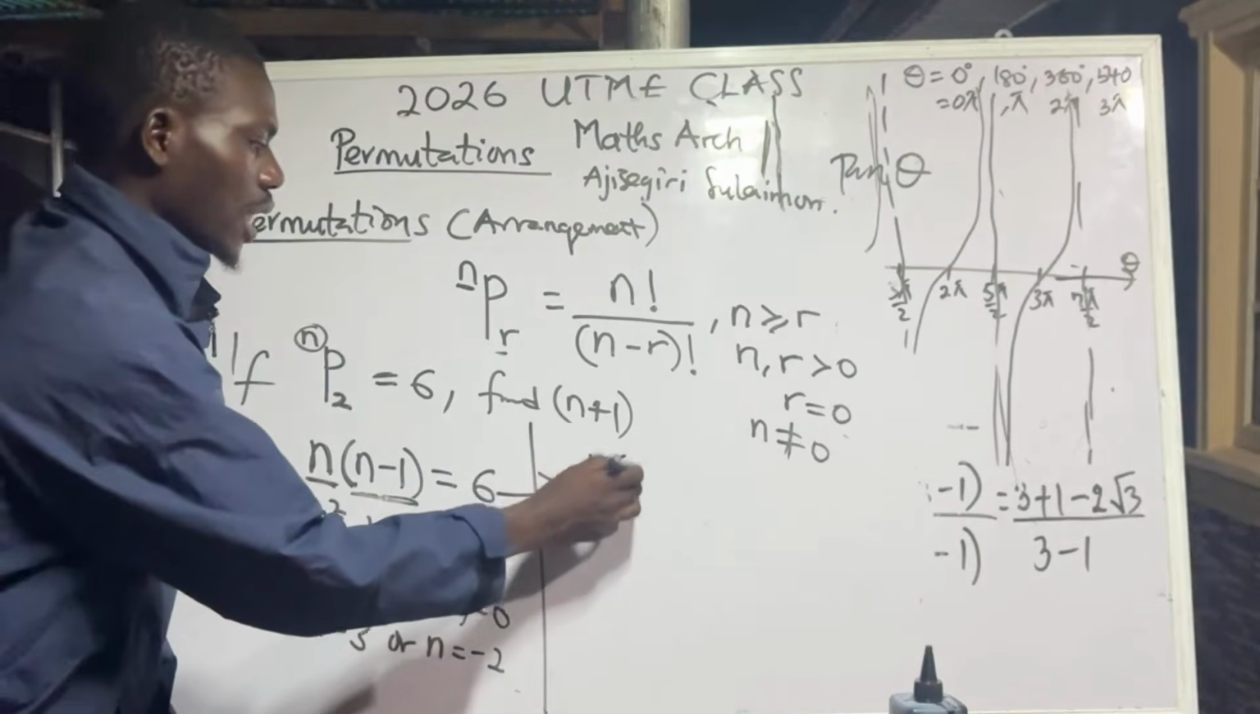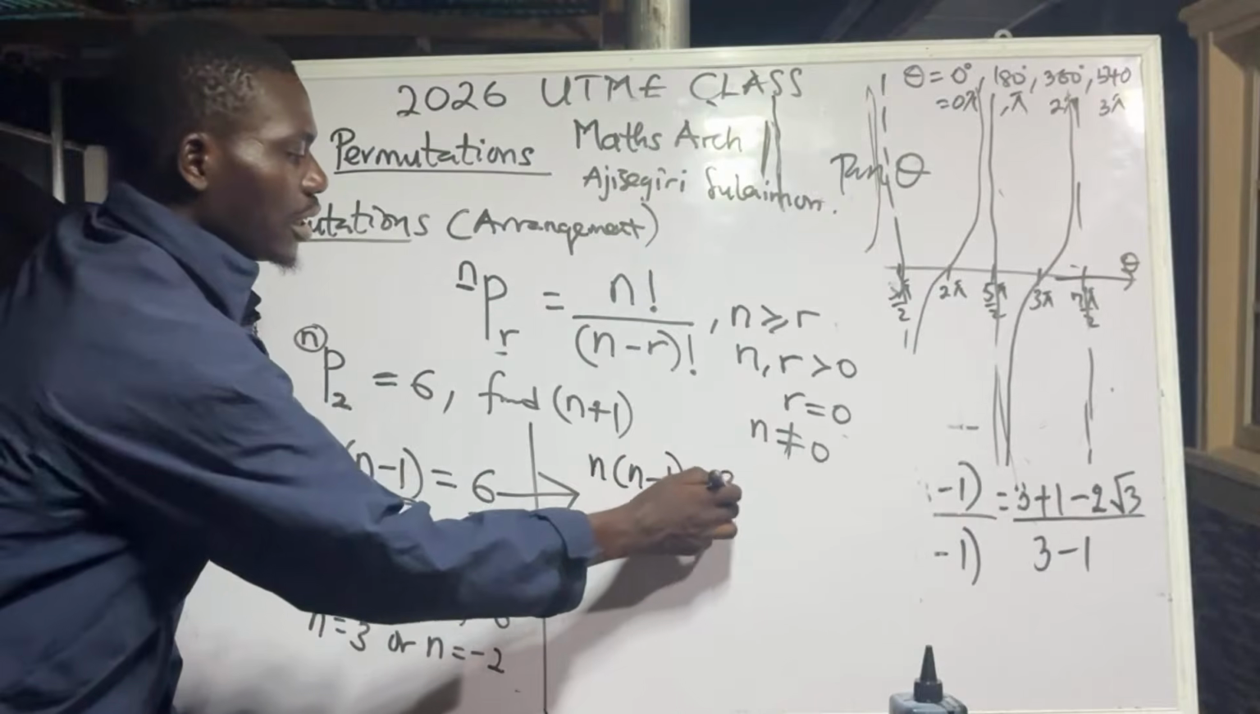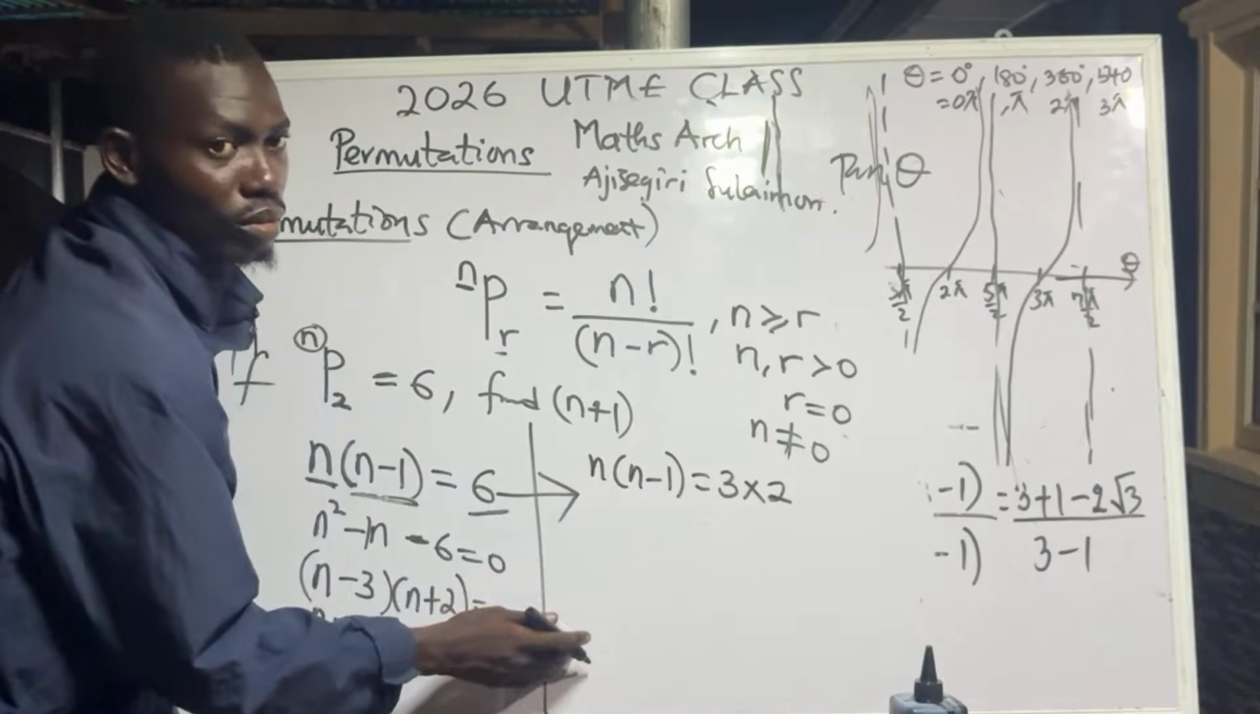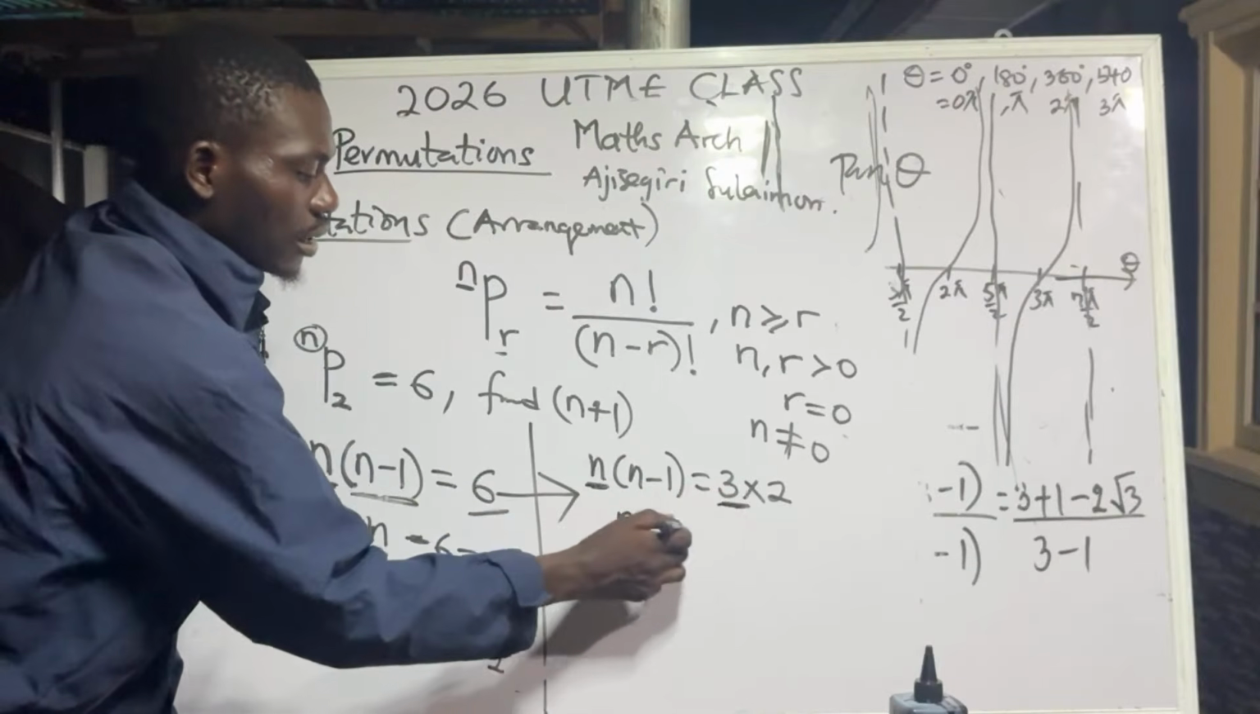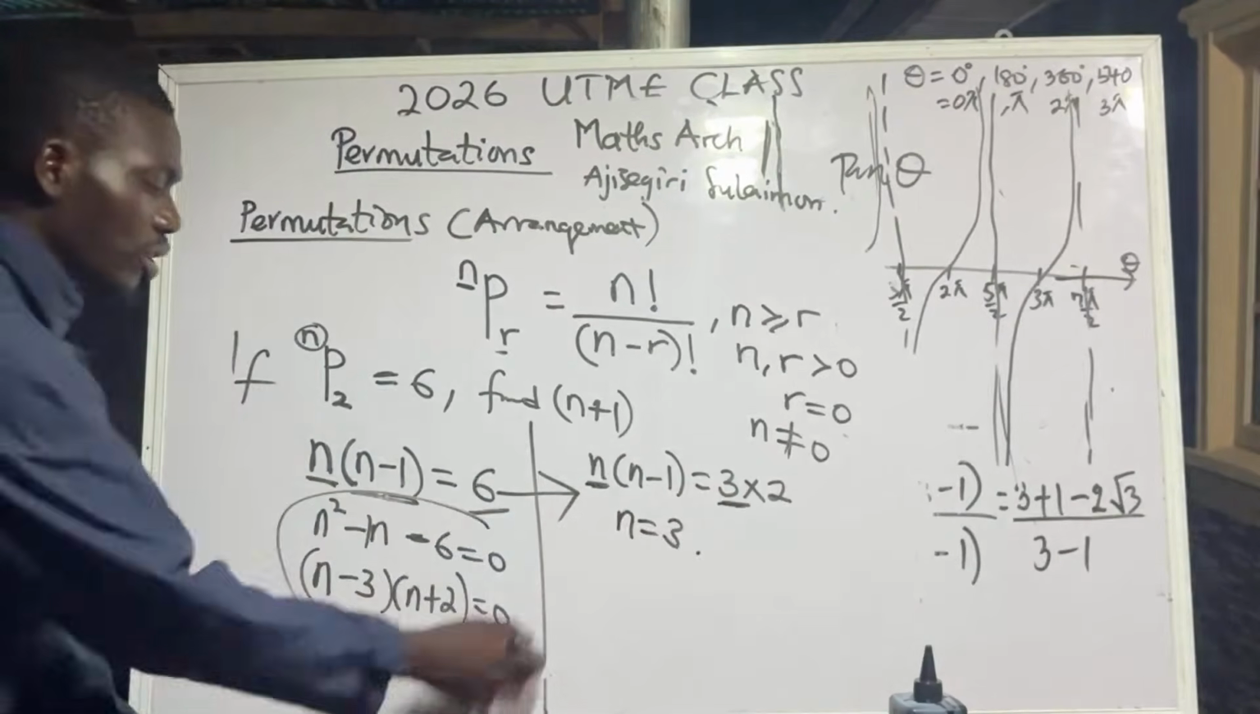So that means I will write it as 3 times 2. If n is bigger here, what is bigger here? 3. That means my n is 3. So instead of going through this process, we do this.